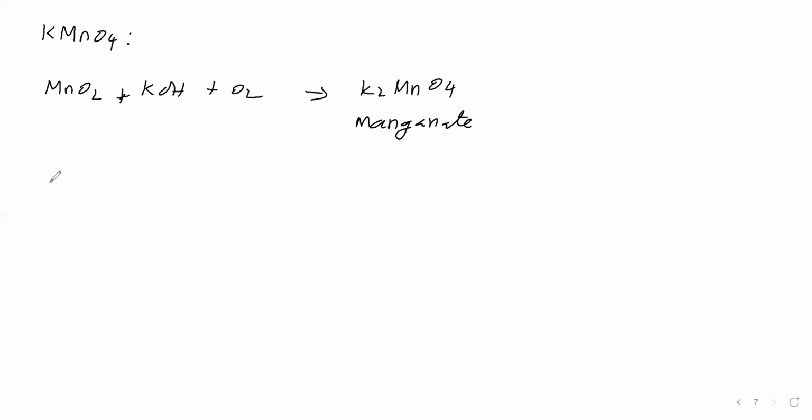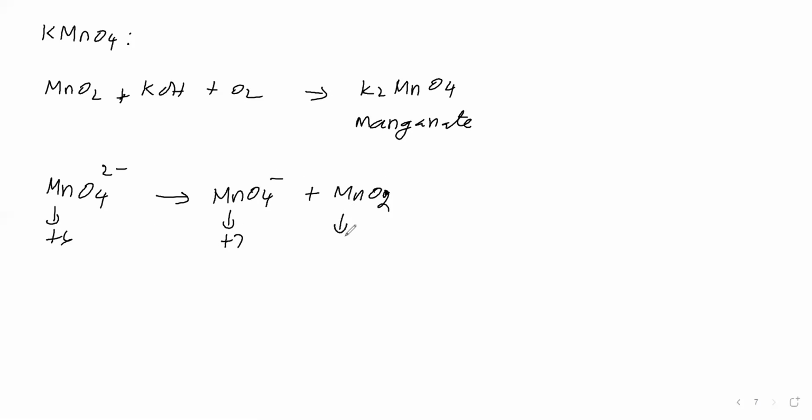This manganate, MnO4 2-, undergoes disproportionation in acidic medium or in neutral medium to give permanganate and MnO2. Now you see that +6 oxidation number becoming +7 oxidation number is called oxidation. +6 becoming +4 oxidation number is called reduction. So disproportionation is possible here. So this manganate on disproportionation gives permanganate.